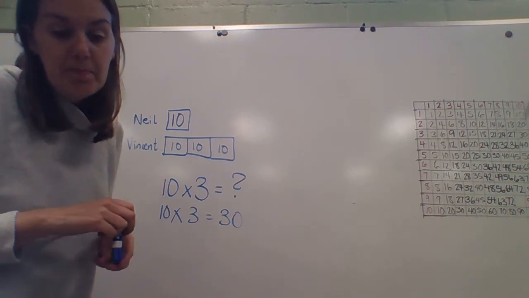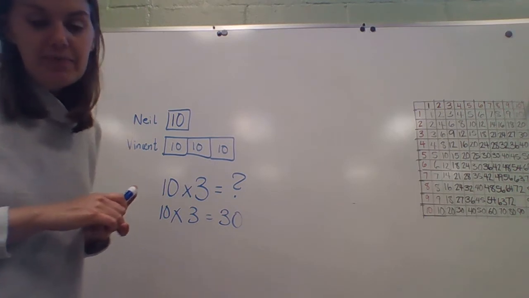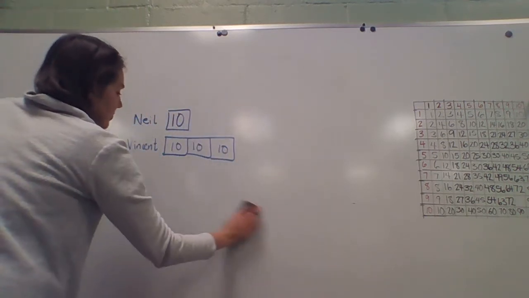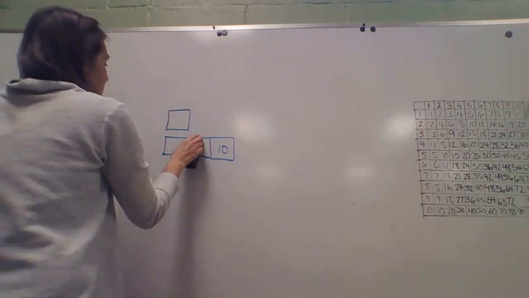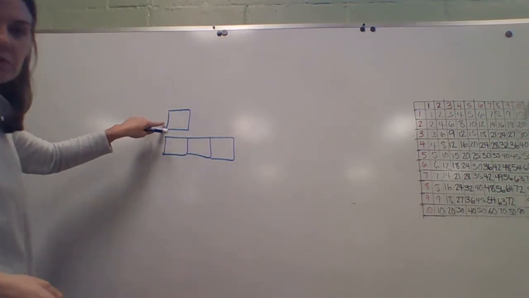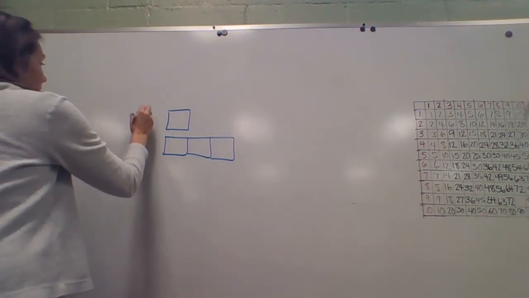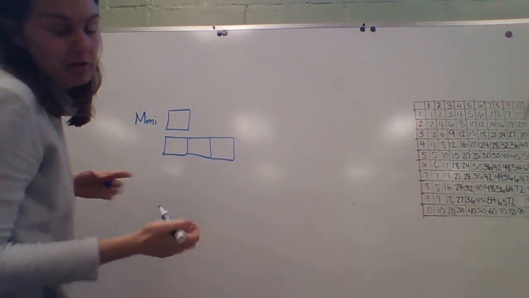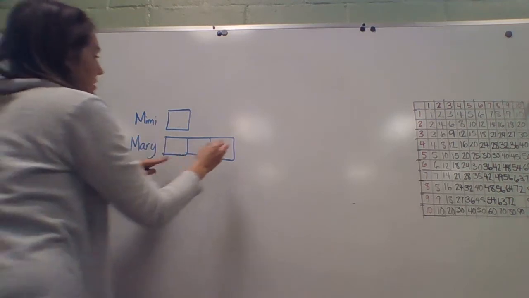Now, number 9, Mimi eats 6 times as many raisins as Mary. We don't know how many raisins Mimi has eaten yet, but we do know how many raisins Mary ate. So for right now, I'm going to leave this one blank. She ate 6 times as many.